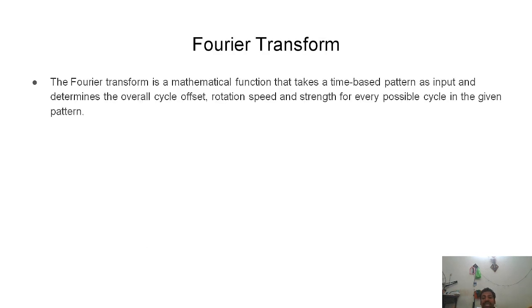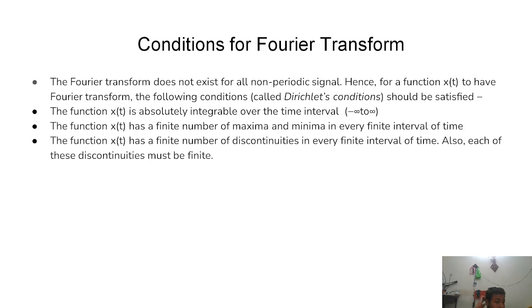So what basically is the Fourier transform? That's very important for us to understand. It's basically a mathematical function or tool that takes a time-based pattern as input and determines the overall cycle offset, rotation speed and strength for every possible cycle in the given pattern. So this is the physical interpretation of why we are doing a Fourier transform and what its necessity is. I think everyone understood it. Then we will go into the mathematical formulations of the Fourier transform, which every one of you is well acquainted with.